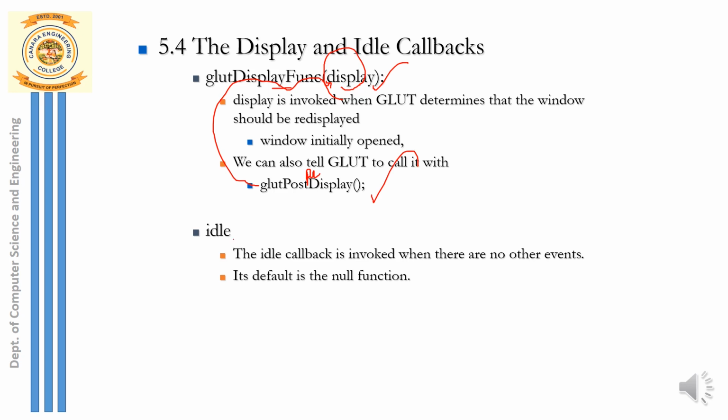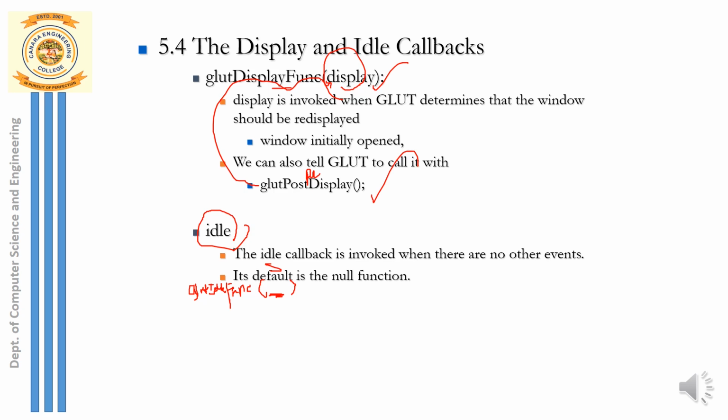Now you have one more OpenGL callback function here. You call it an idle function. So what is idle here? The name itself says it. The callback function is glutIdleFunc. You pass a parameter to this, any user defined function. So glut idle function you call.